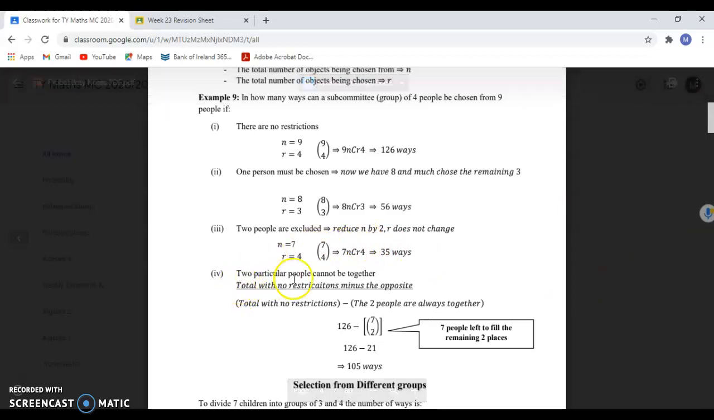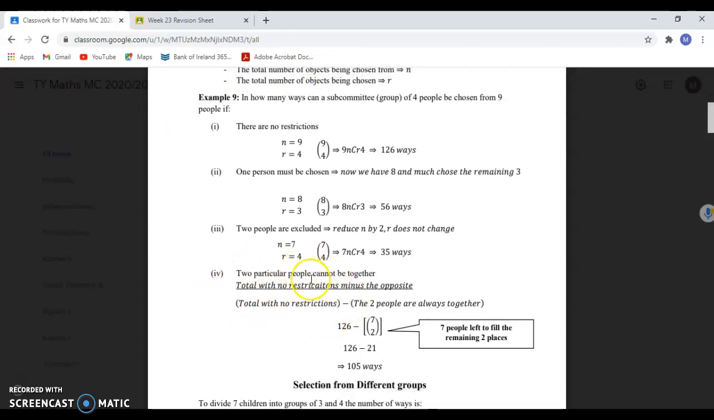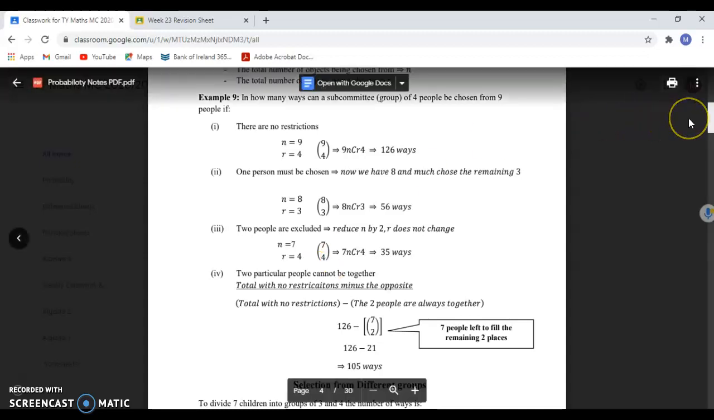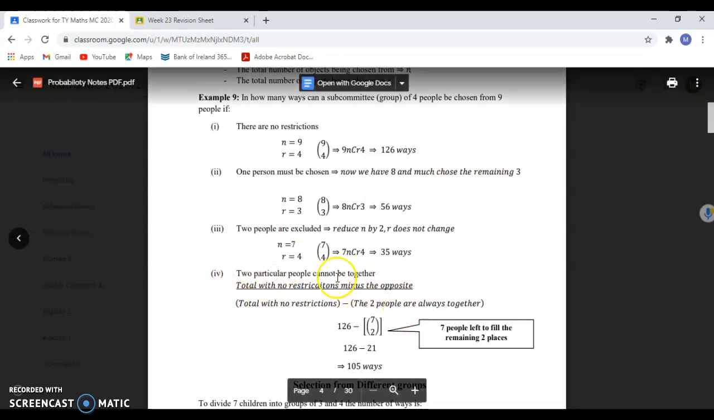2 particular people cannot be together. Okay. So the way we do this is we say it's the total minus the opposite. It would be very difficult to find the ways that they're not together. But what we can find is all the ways that they are together. So if we find the ways they are together and take that away from the total, we'll be left with the opposite. It's like what I was saying yesterday about 1 minus the opposite. Okay? So we do the total minus the opposite, and we'll be coming across this idea a lot in probability, and I see I spelled restrictions wrong, so sorry.